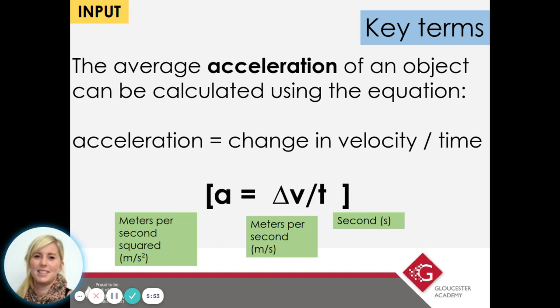So I would pause the video and I would write this down in your book. This is key information. We're going to use this equation in a minute to practice, or have it on a revision card, or both. That would be even better, wouldn't it?